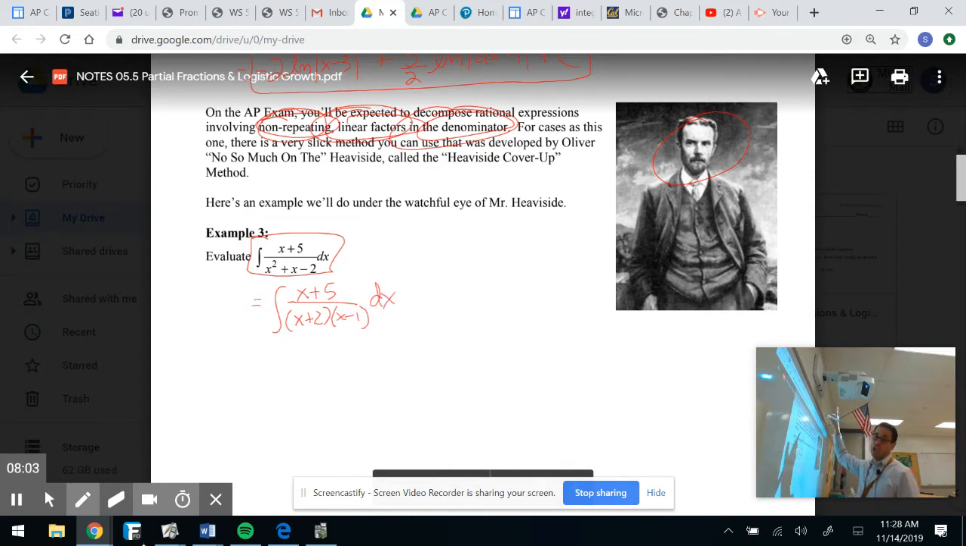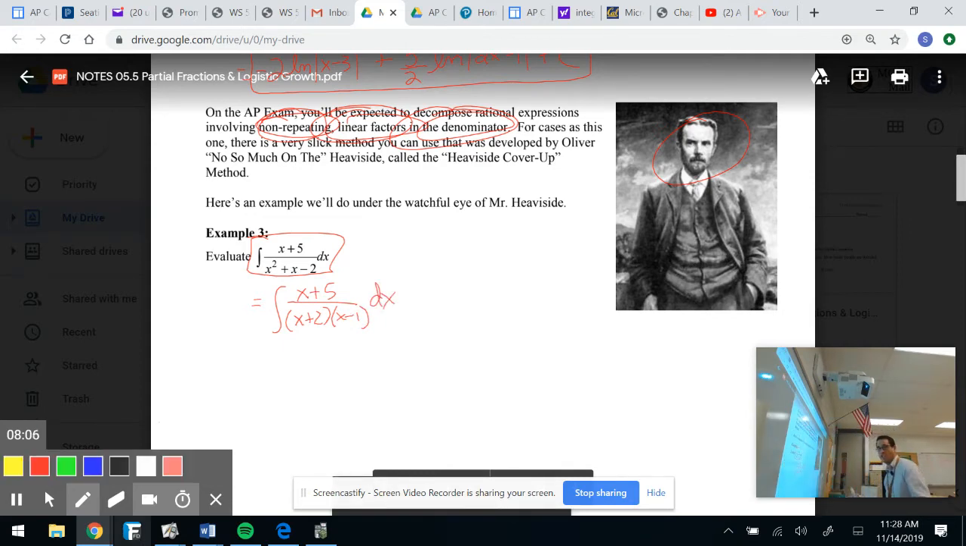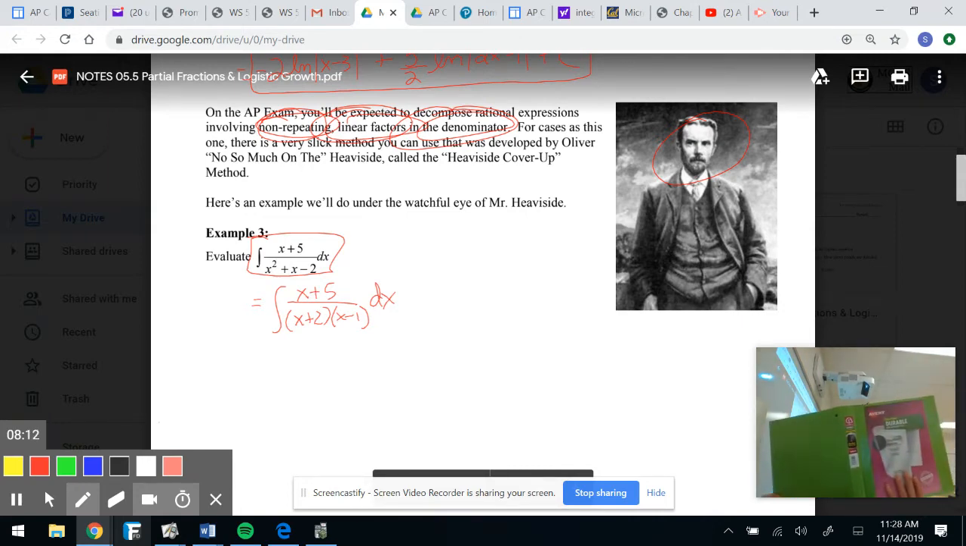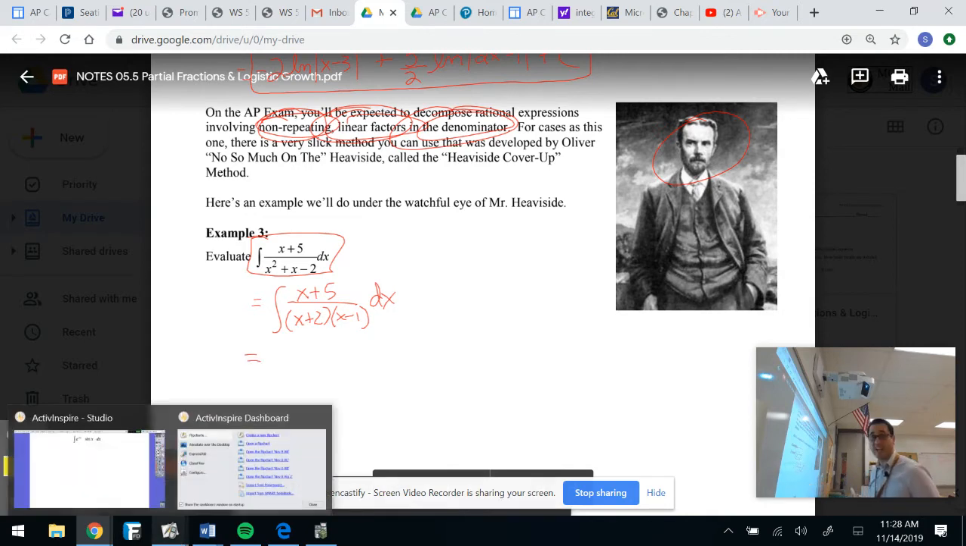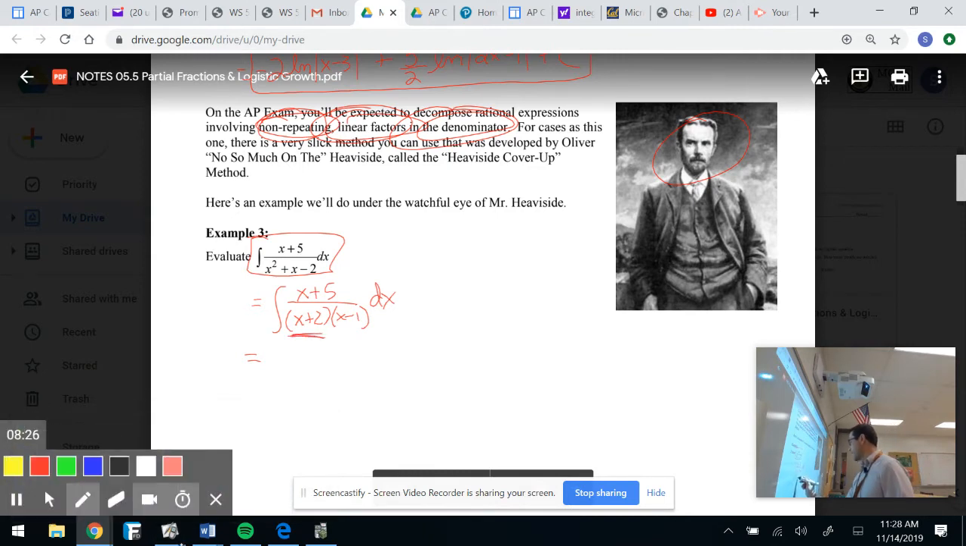Now, I cheated earlier, remember? Not allowed to cheat, so we are going to use the Heaviside cover-up method, okay? So how the heck does the cover-up method work? Well, first you've got to factor, all right? And here it is, check this out. You ask yourself, x plus 2, what makes x plus 2 zero? It's negative 2. So guess what I do? I cover up. Ooh, I can't really cover it up here.